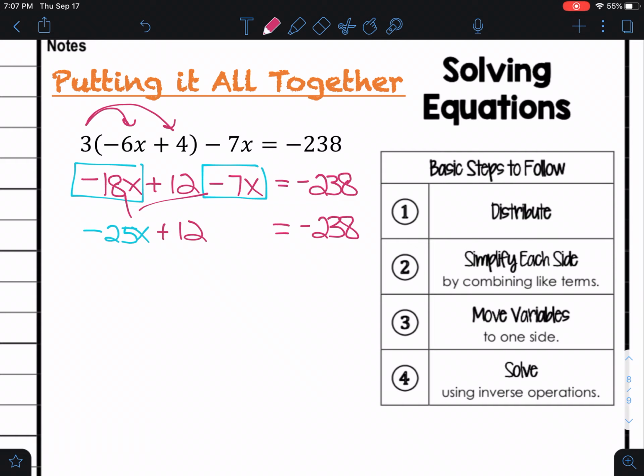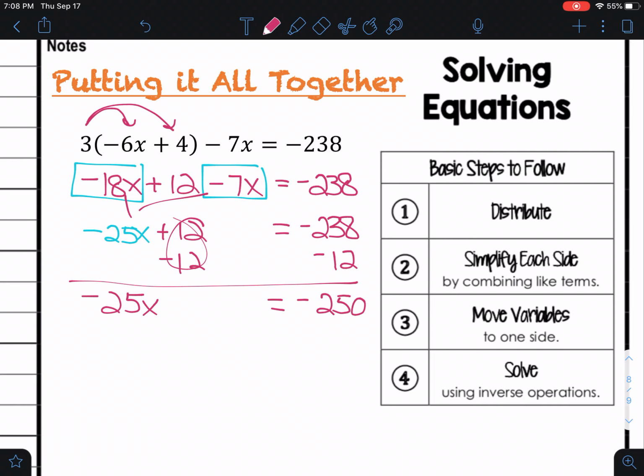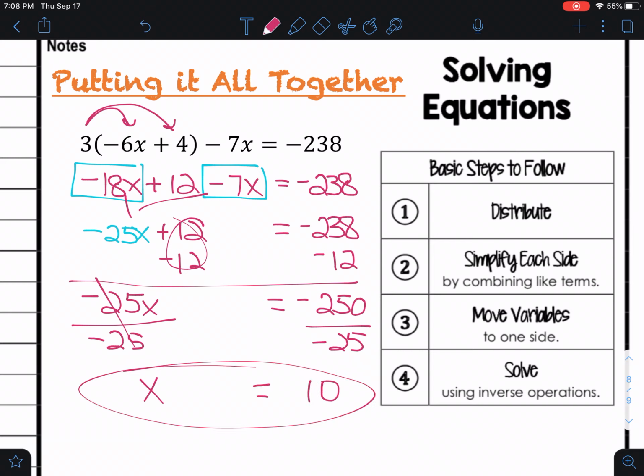Okay, so now I've got all my variables on my one side, so now I'm down to the last step. So I can subtract 12 from both sides. I got -25x equals -250. And then again, this is multiplication. So I'm going to divide by -25 on both sides. And x is equal to 10. And there we go.